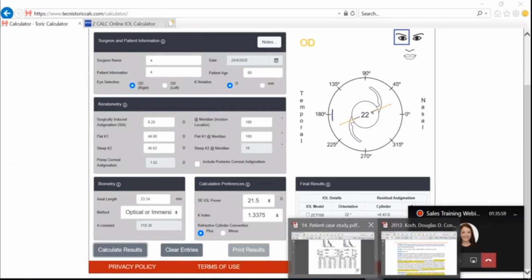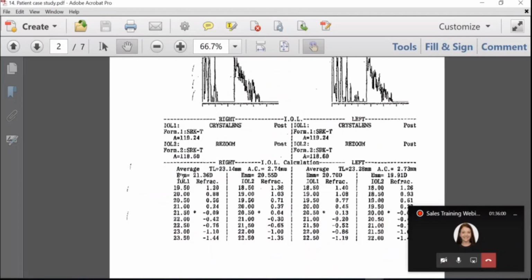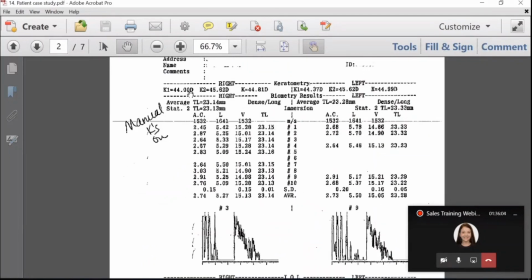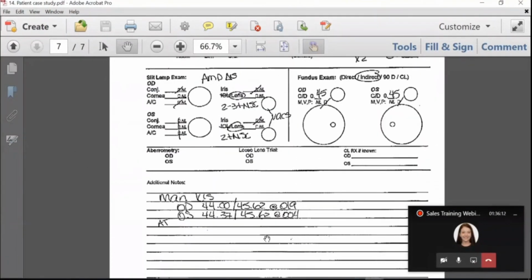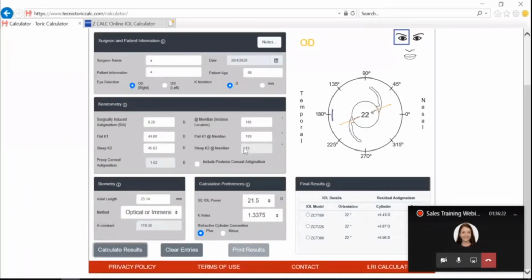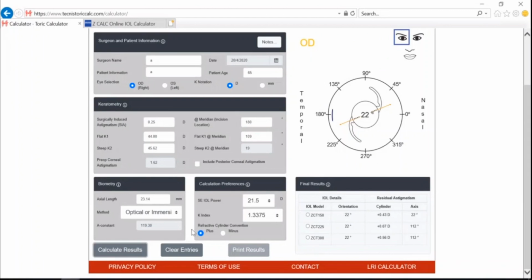So how do I get the numbers here? I took the numbers here: flat K, steep K, and the axis was represented at the back of the K sheet. The steep K 45.62 is at 19 degrees, so I put in 19 degrees here for the steep K. And the flat K is opposite of that, 109. Okay, and then this is the calculation that is derived.